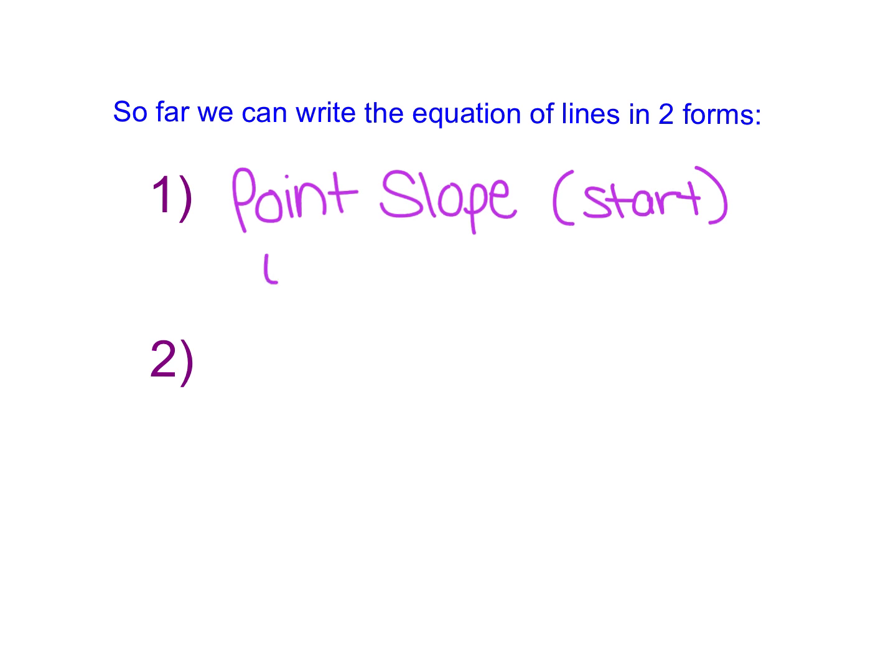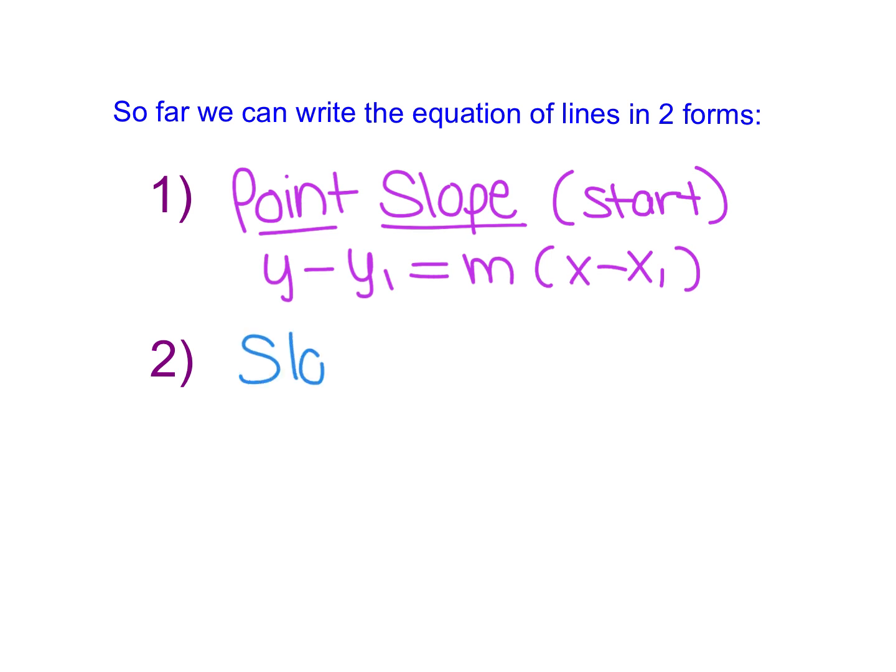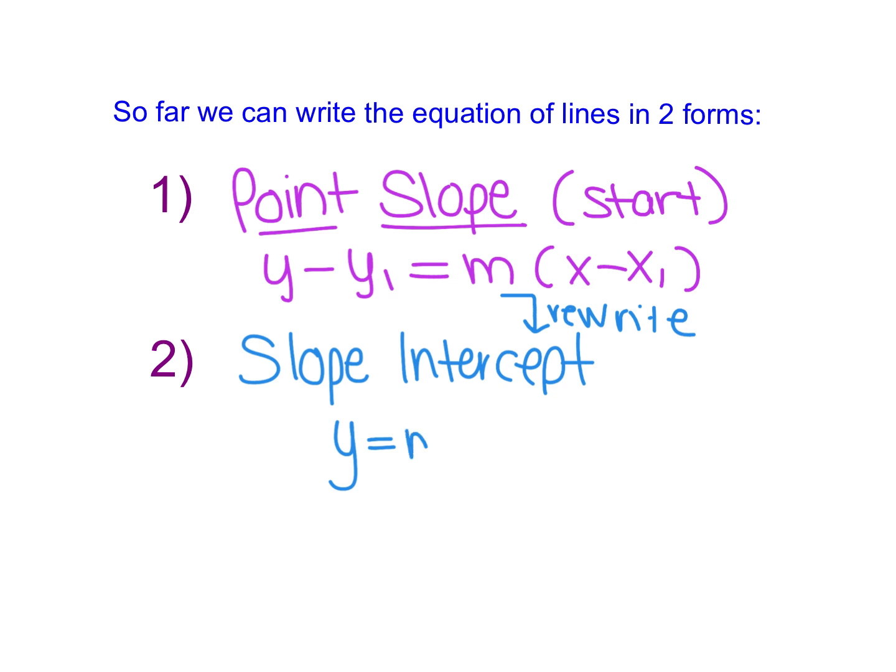And this is the equation where we have y minus our y-coordinate is equal to m times, in parentheses, x minus our x-coordinate. So we need a point and a slope to write this equation of a line, and we always start here. Then from here, we know how to rewrite point-slope form into slope-intercept form. And we always start in point-slope, and then we rewrite it into slope-intercept form. And that's where we have y equals mx plus b, where our y value is alone.